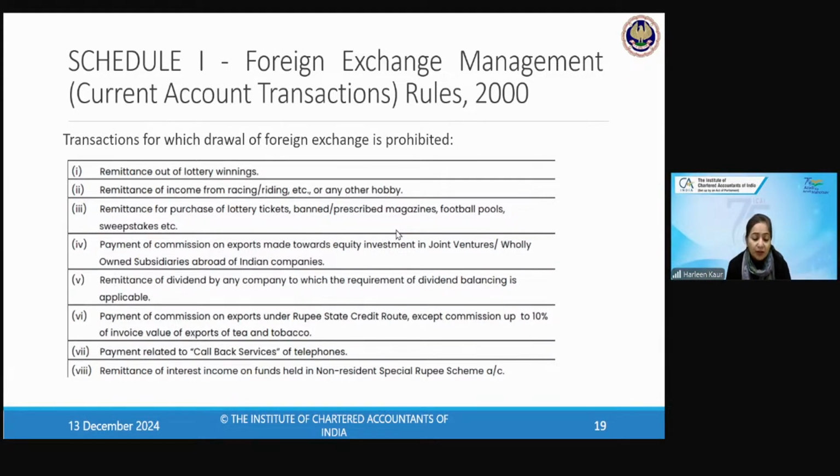What is the meaning of the word remittance? Come on, tell me. What do you understand by the word remittance? Remittance means you're remitting the money outside India. You're paying the money outside India. So can you remit the lottery winnings?